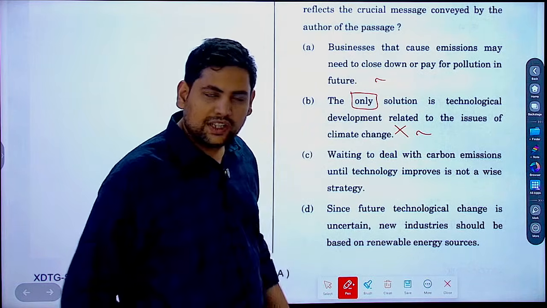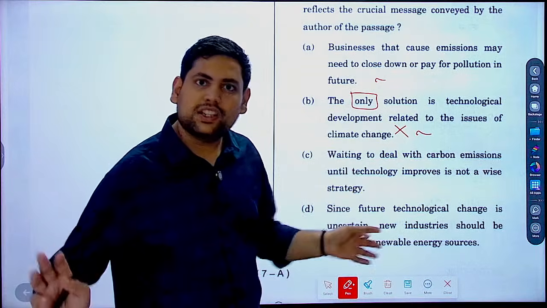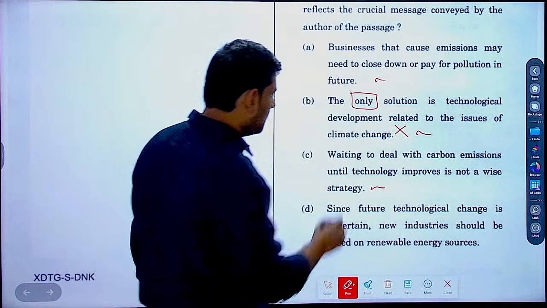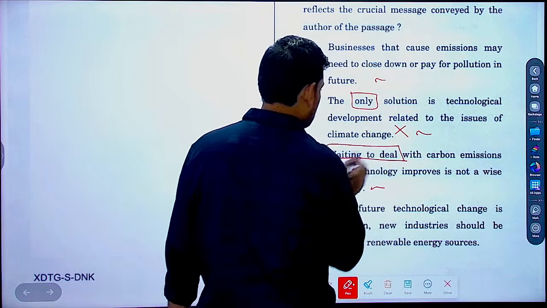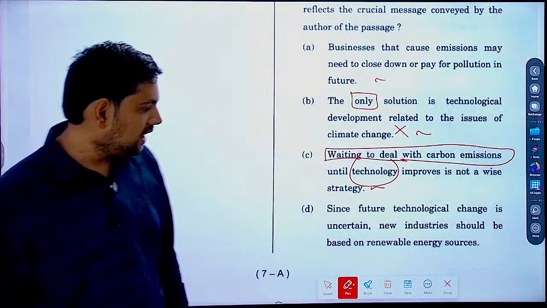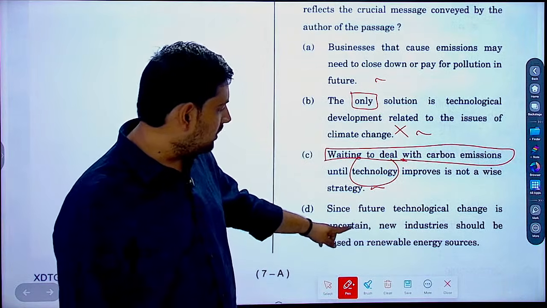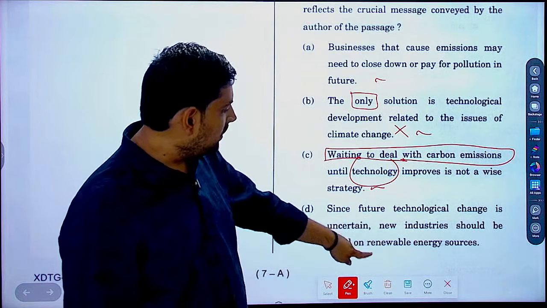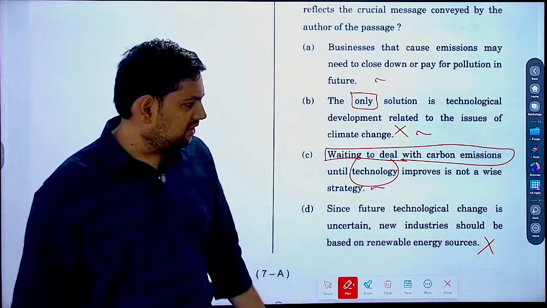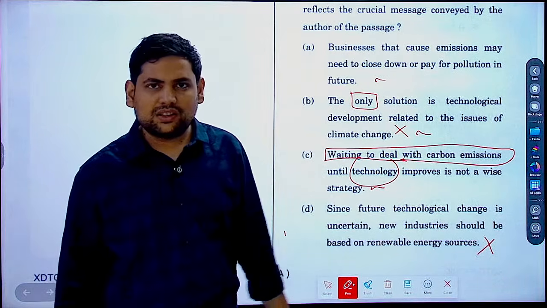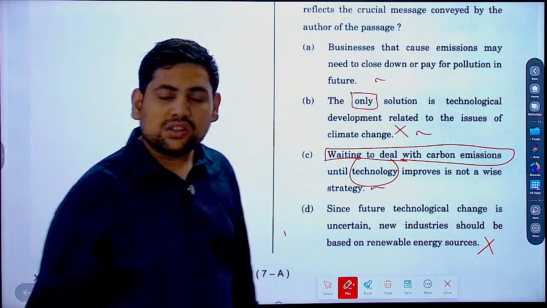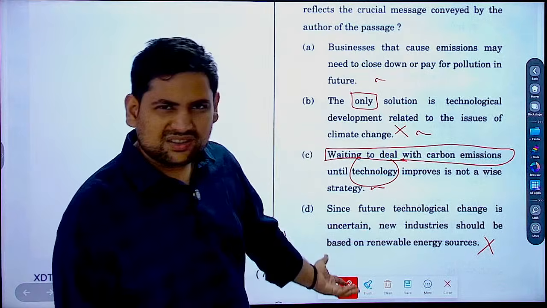So it is saying that you are waiting so that the technology improves and somehow everything becomes okay. This is not a wise strategy. Okay, maybe the passage is about this, that is waiting to deal with carbon emissions until technology comes. Then since future technological change is uncertain, new industries should be based on renewable energy resources. Now this is a very illogical statement, correct? Because you cannot just immediately shift to renewable energy, correct? It is not even saying non-fossil fuel based energy. In fact, the world is actually focusing on nuclear energy, correct? So saying this not very likely.